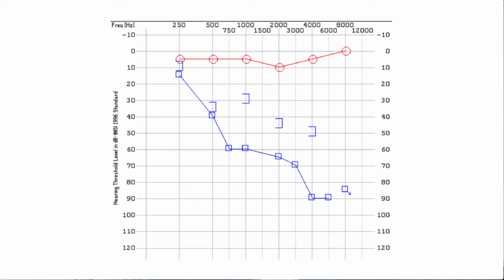It doesn't really average out well to give them a summed average of that type of hearing range. But the audiologist will typically describe this as a mild sloping down to severe to profound hearing loss in the left ear with a normal hearing right ear.